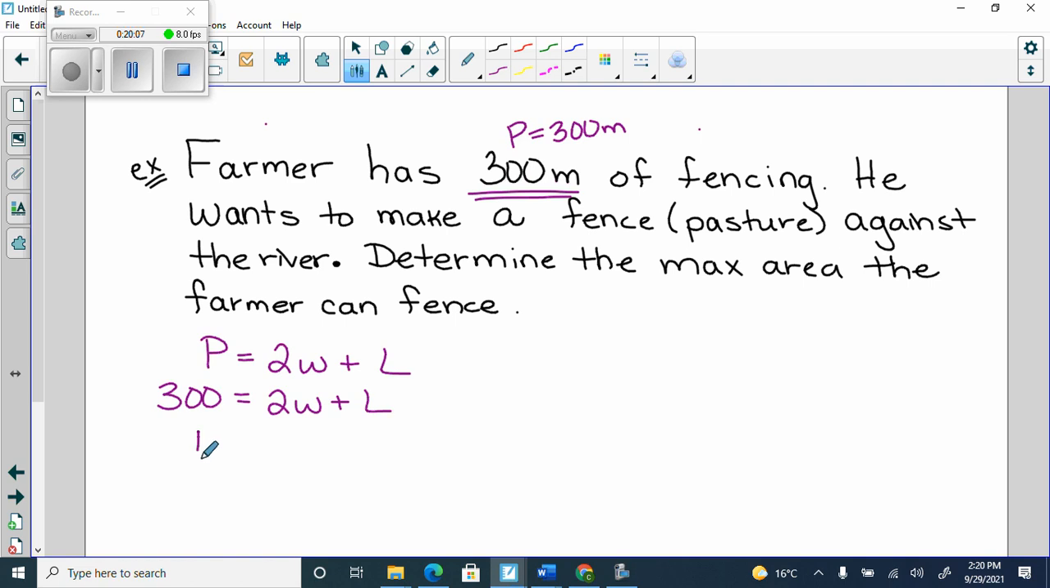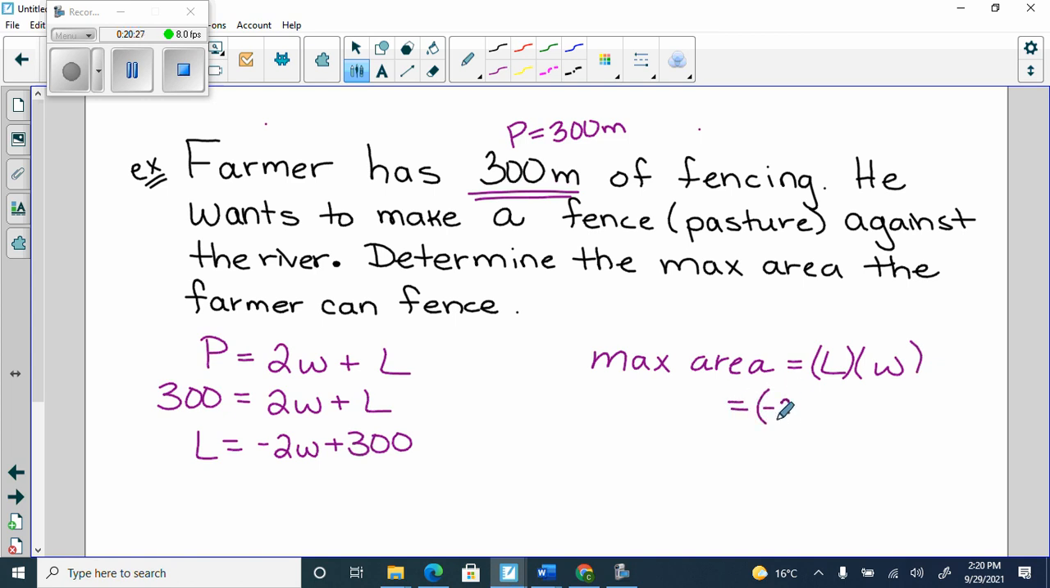I'm going to move the 2W over by subtracting it because I want to get it by itself, because I know I'm going to have to anyways. But you can do it in the order which I did before. I know my max area is going to equal length times the width because it is a rectangle. And I input my length to be negative 2W plus 300, and it's multiplied by W. So I have to distribute. So I'm going to get negative 2W squared plus 300W. Did everyone get to that point? You can get to this point? That's the hardest part. Then we use our information from yesterday.